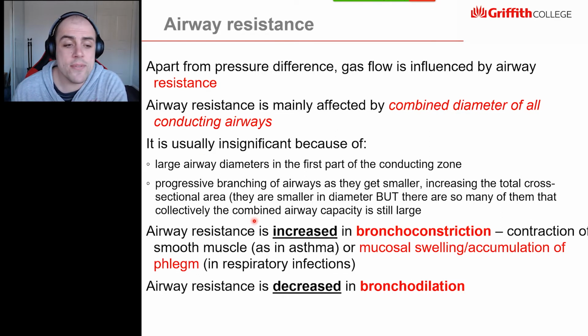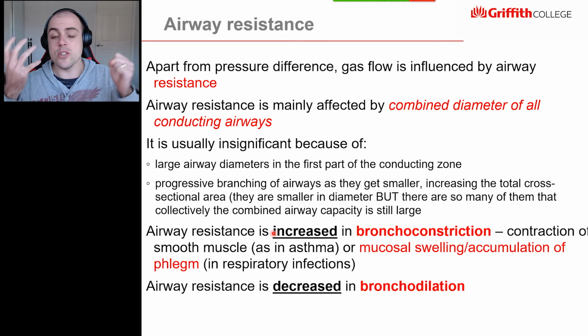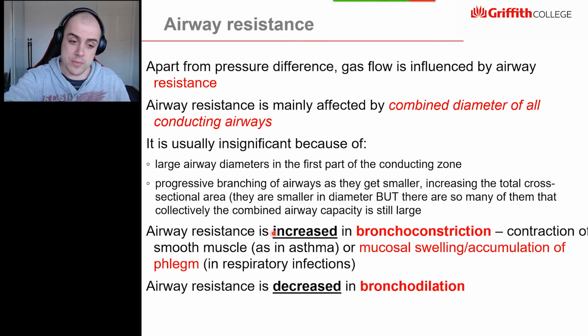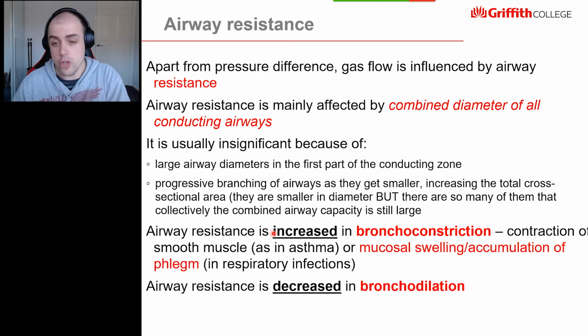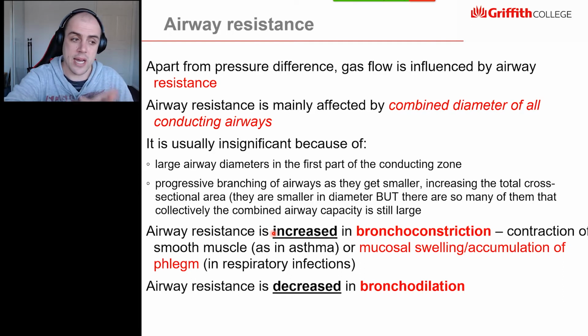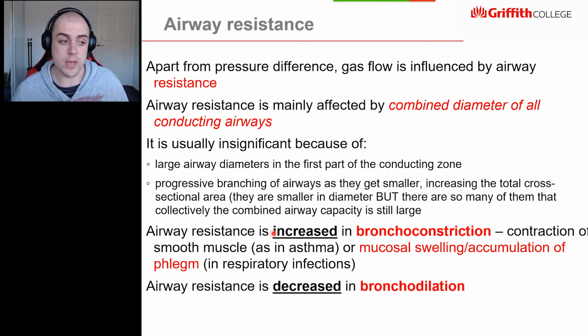However, we still do have control over our airway resistance. In the same way that we can control peripheral resistance with our blood vessels by doing vasoconstriction or vasodilation, airway resistance can be increased or decreased by bronchoconstriction or bronchodilation. And that's something we're going to be talking about a little bit more when we get to VQ coupling.